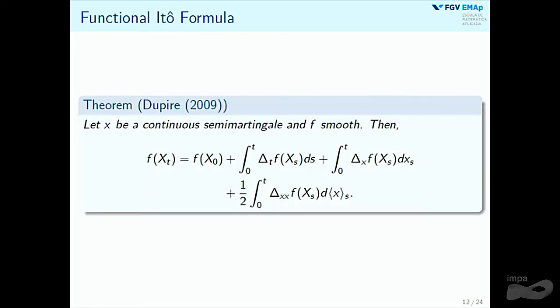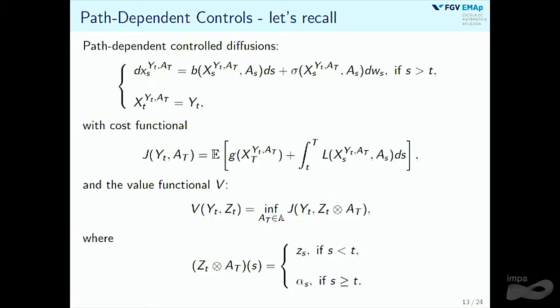It's a simple application of this result here, and we get the following. I'm just recalling what we had before. We have the controlled diffusion with path dependency. We have the cost functional with path dependency in the control, and we get the value functional depending on y and z.